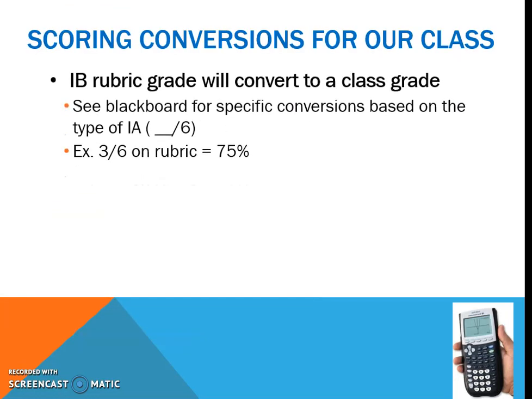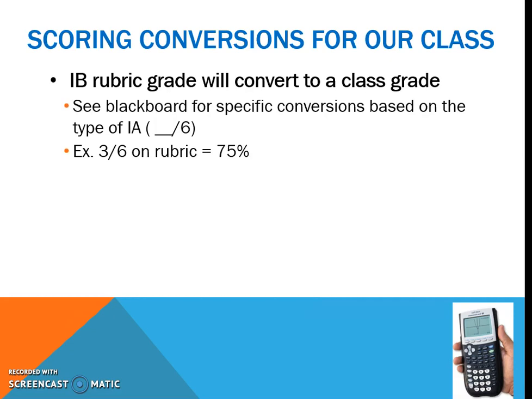The first thing you have to know is scoring on here is a little tough. These are very challenging, so keep that in mind. I have to use the IB rubric. So let's say you got a 3 out of 6 on the IB rubric, and that's you trying really hard. That's a 75% in our grade book, because IAs in IB Environmental are tied to grades.